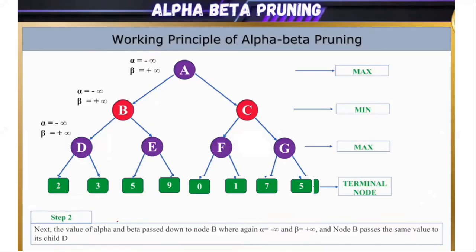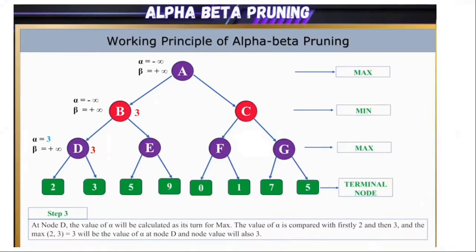Now step number 2, the value of alpha and beta pass down to B, correct? So, okay, where alpha equal to minus infinity and beta equal to plus infinity. Now node B also will be passing the same value to D. Okay, child D also. Now the child D can calculate the value because this D having 2 and 3. Okay, now we'll see the next slide. So now onwards we will start. Okay, now up to here we are done.